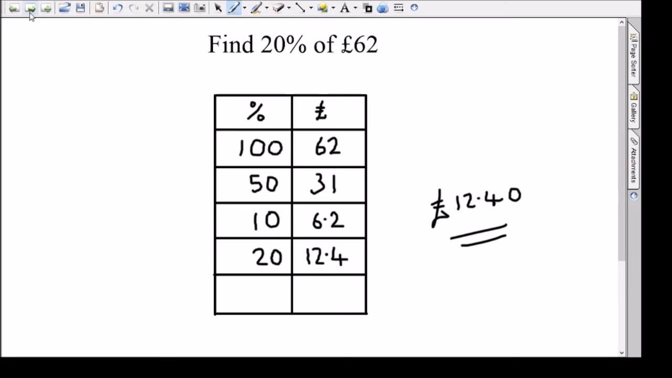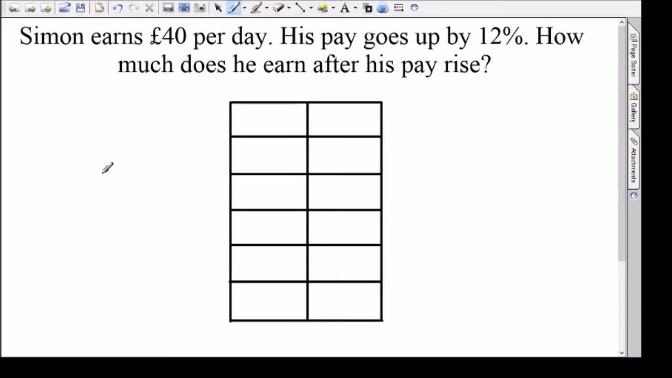Okay, so there's a percentage question using ratio tables, exactly the same method as the first one. Okay, here's another one. So this time, Simon earns £40 per day. His pay goes up by 12%. How much does he earn after his pay rise? Okay, so let's do the same sort of method. Percent and pounds. So I'm told that I started with £40. So 100% is £40. I'm trying to get to 12%.